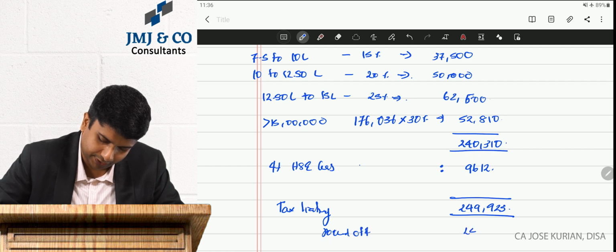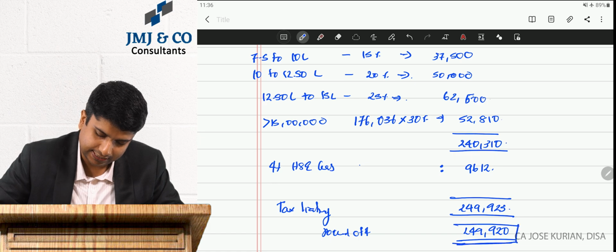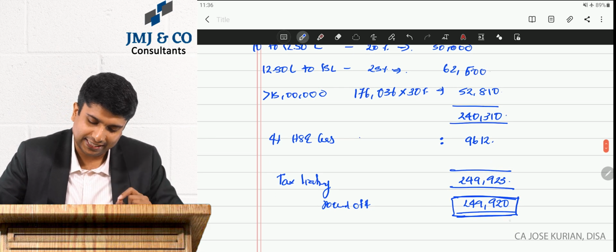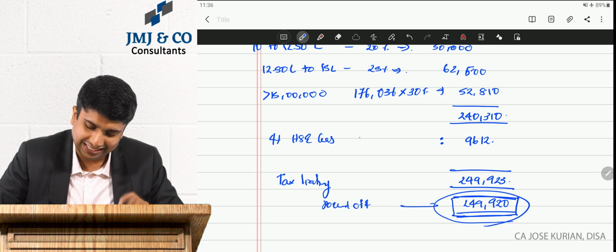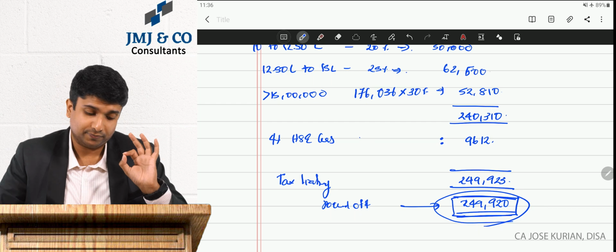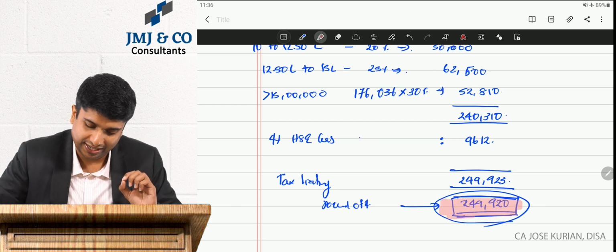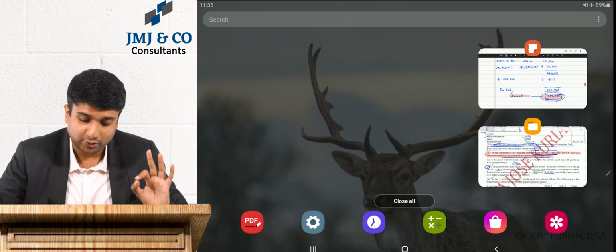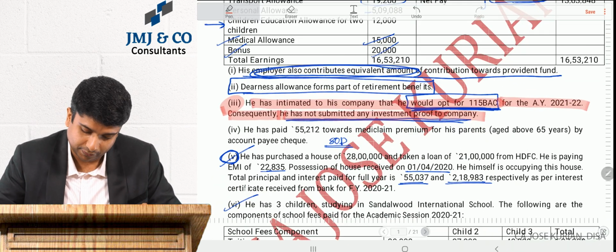If you apply it, 2,49,920 would be the annual tax liability of that employee. So annually the employer is supposed to deduct in total 2,49,920 rupees from the employee. That's what 192 is all about. All right, now let's move on to the alternatives given in question number 2.